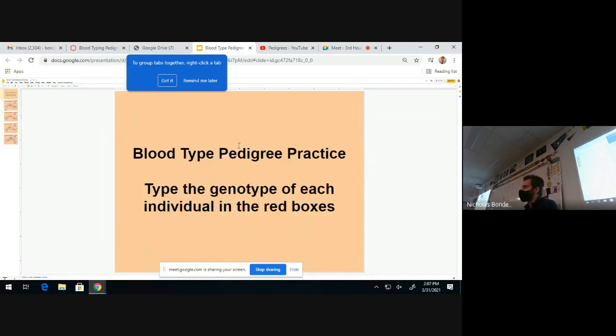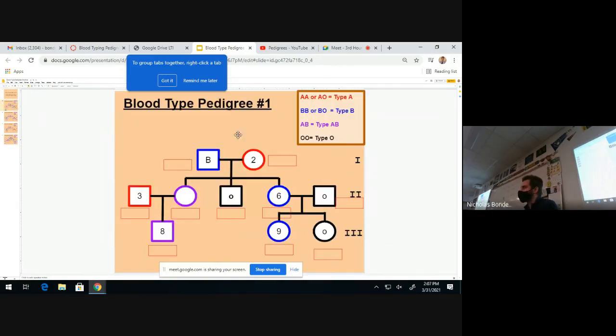Which ones are easier? They would be the ones where we don't have to debate what the genotype is. Every time you see a black one that's type O, you can just write OO in there. Those are a good starting point. I like to start with the O's because there's no decision to be made with those.